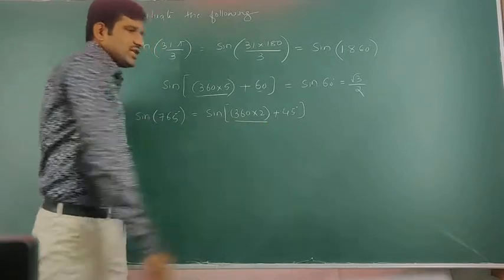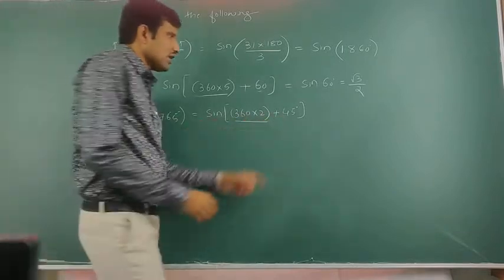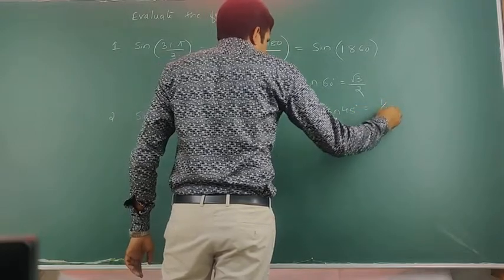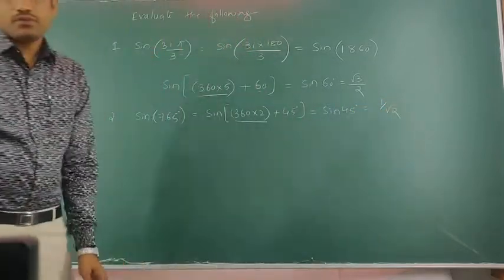Therefore now this 360 into 2 we can neglect. So that is simply equal to sine of 45 degree. What is sine of 45 degrees? 1 by root 2. Is it clear?